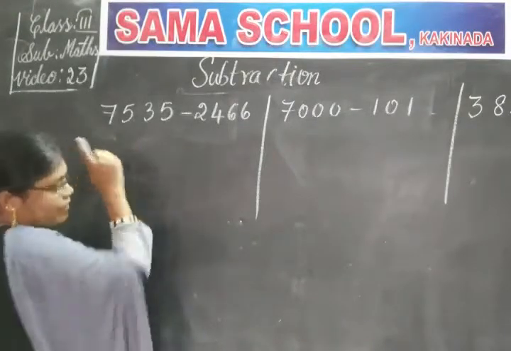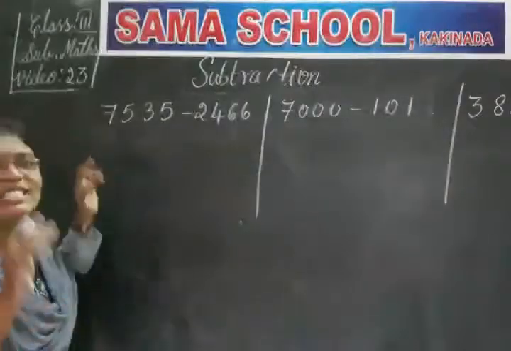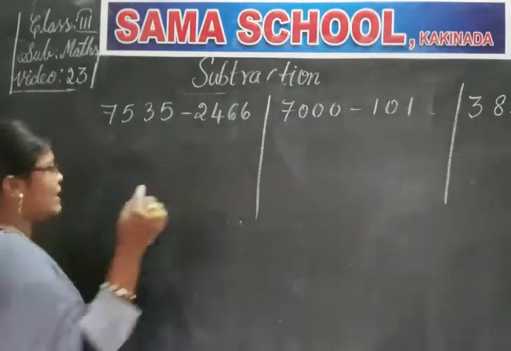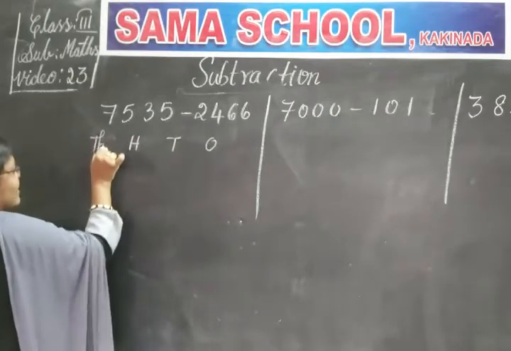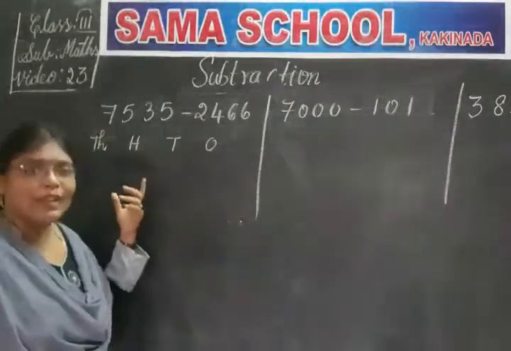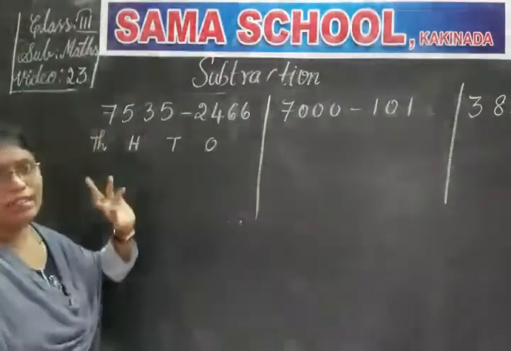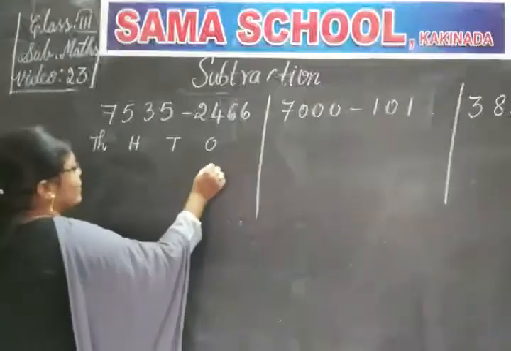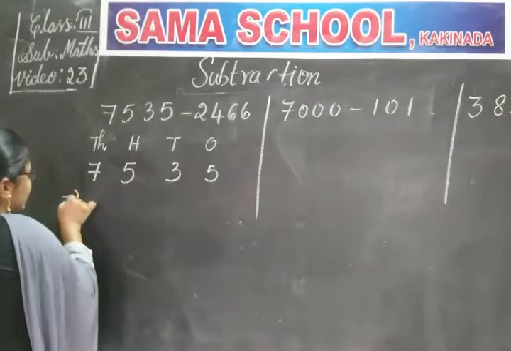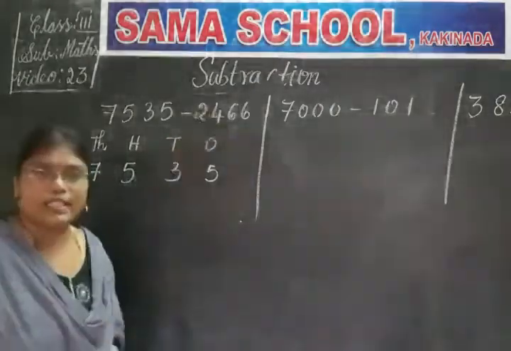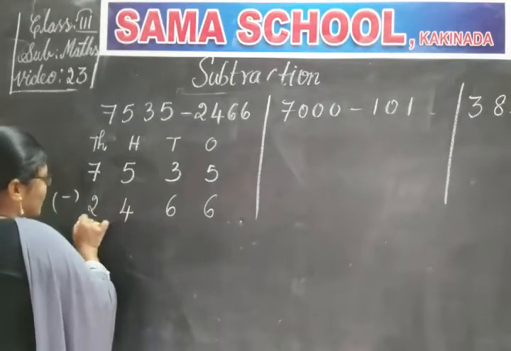Children, whenever we are arranging, first write the place values. Here the maximum number of digits is 4. So write 4 place values, that is ones, tens, hundreds and thousands. Okay, now arrange the numbers. When we are arranging, you have to start from the ones place. So the first, bigger number is 7,535. So write 5, 3, 5, 7. What is the second number? 2,466. So write 6, 6, 4, 2.